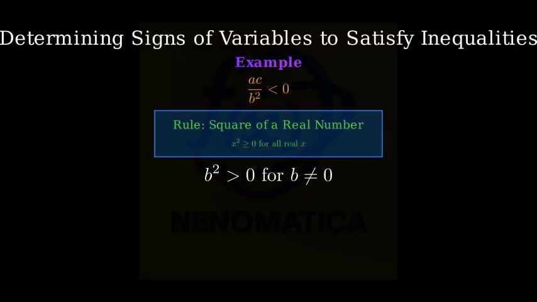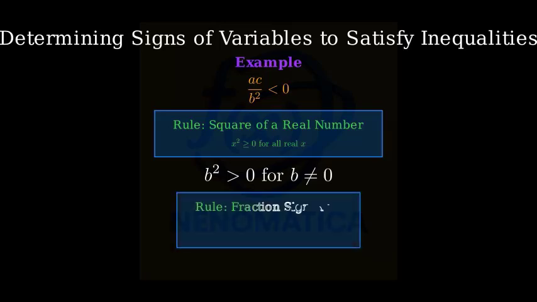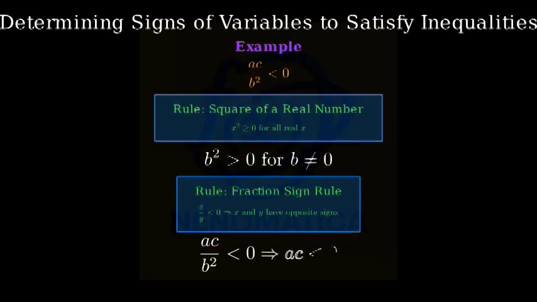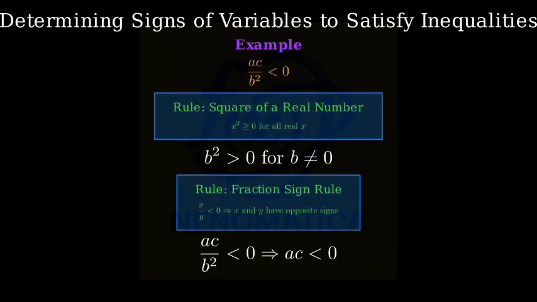First, we note that b squared is always positive for any non-zero real number b. This is because the power of b is even, making the denominator always positive. Since the denominator is always positive, the sign of the fraction depends only on the numerator ac. For the fraction to be negative, the numerator ac must be negative.